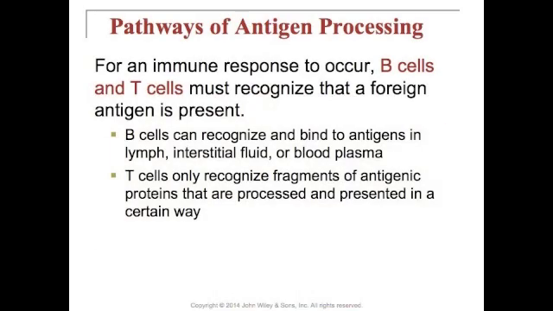Pathways of antigen processing. For an immune response to occur, B cells and T cells must recognize that a foreign antigen is present. B cells can recognize and bind to antigens in lymph, interstitial fluid, or blood plasma. On the other hand, T cells only recognize fragments of antigenic proteins that are processed and presented in a certain way.